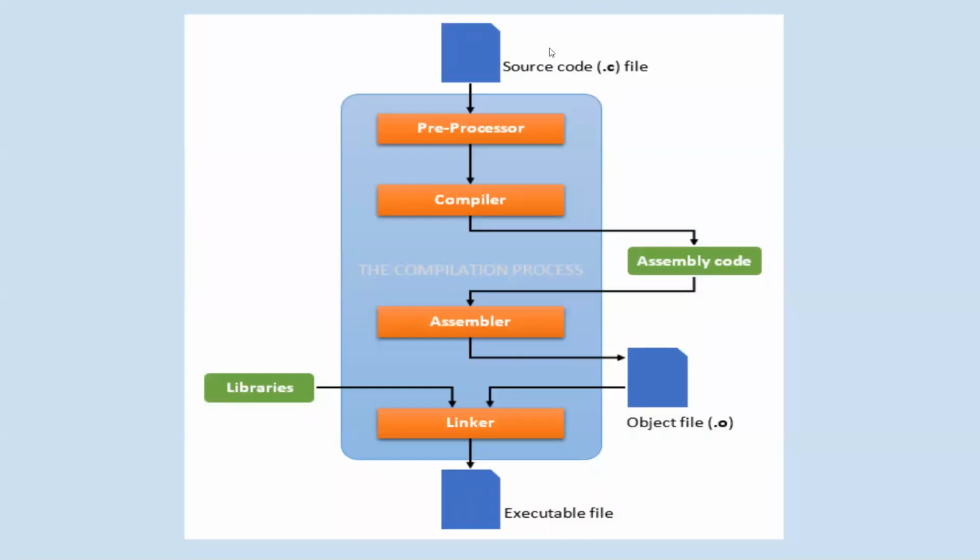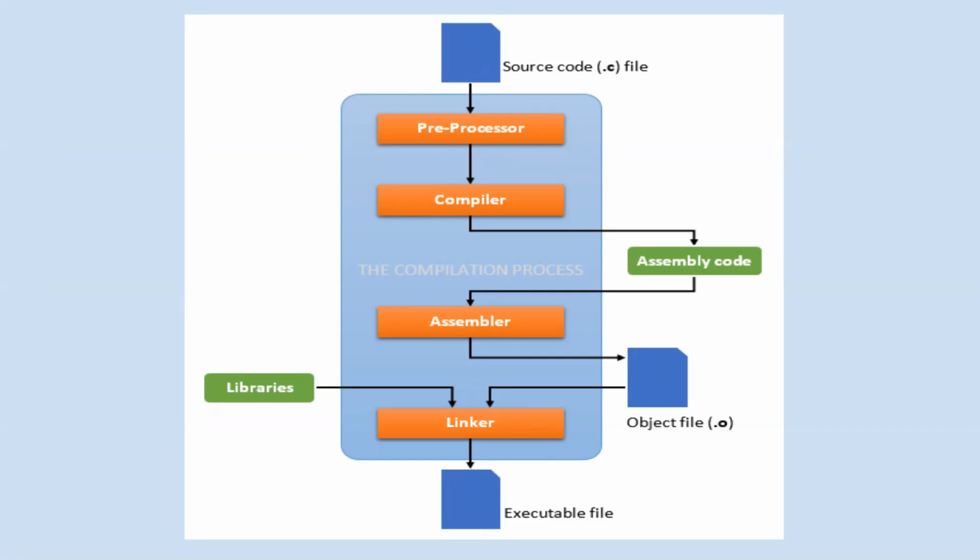This is the source code we are giving as an input. It has 4 steps for the compilation. They are preprocessor, compiler, assembler, and linking. Now I'll be explaining in detail about preprocessor, compiler, and assembler.